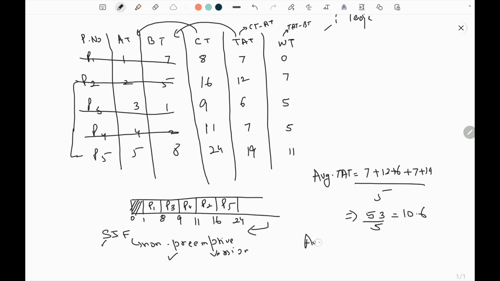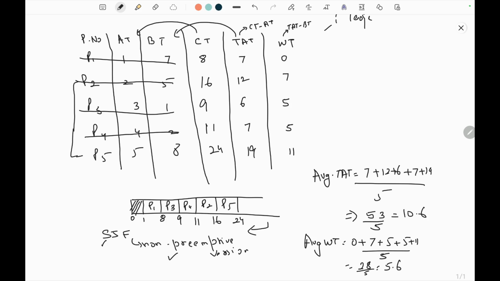And if we want to calculate the average waiting time, just add 0 plus 7 plus 5 plus 5 plus 11 divided by 5. It comes out to be 5 plus 5, 10, 10 plus 11, 21, 28 by 5. So it comes out to be 5.6. Okay. So that's your average turnaround time and average waiting time.